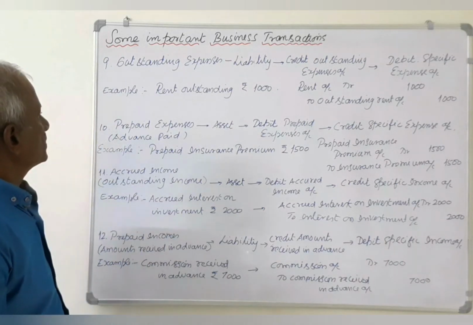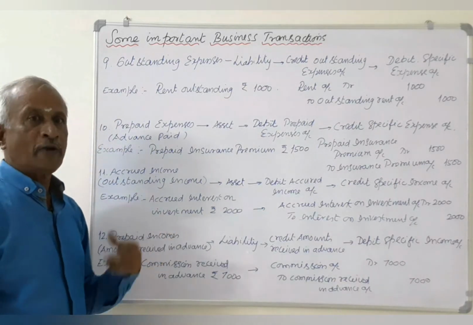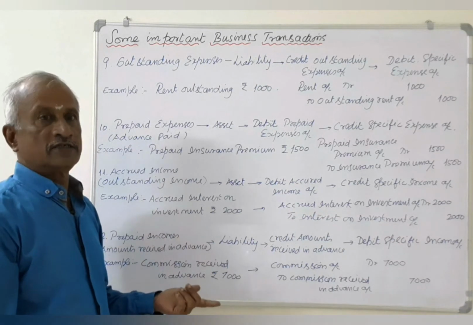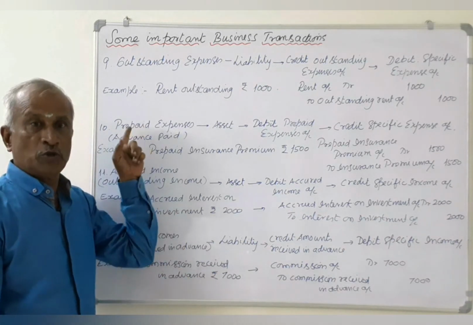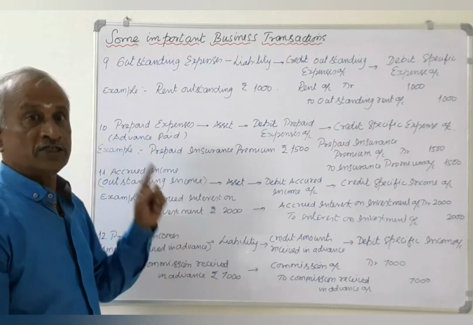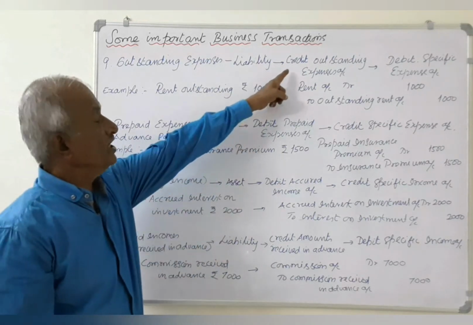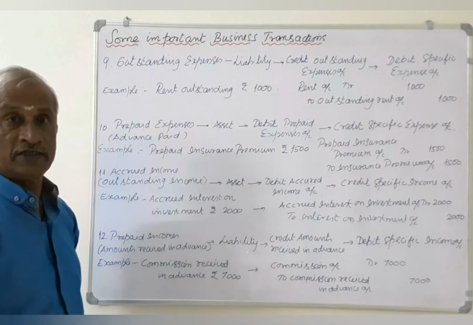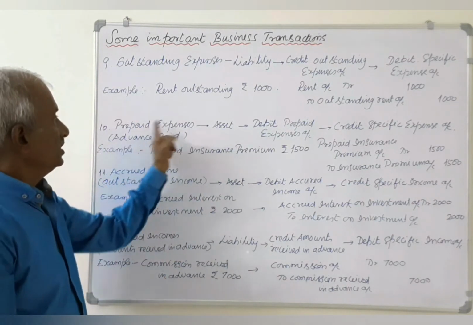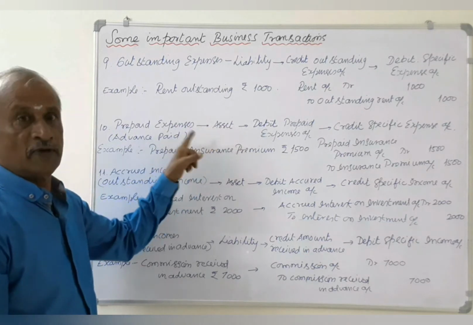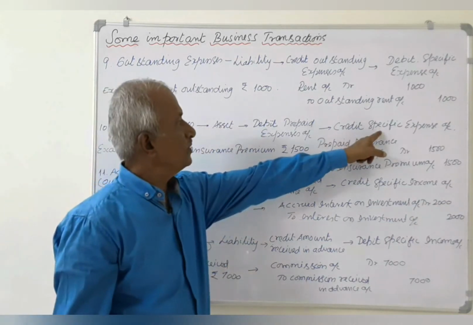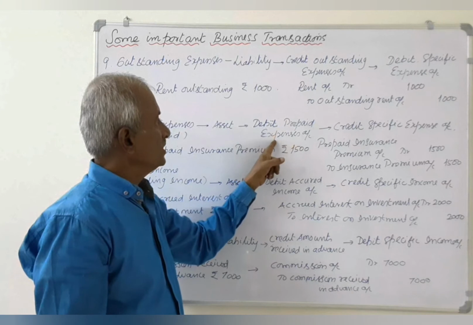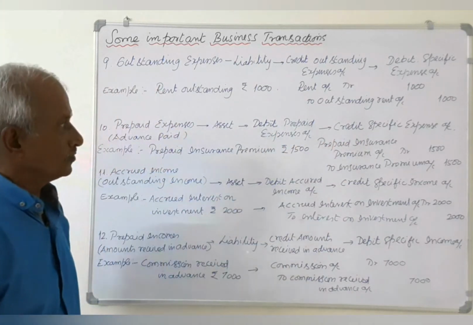Next, prepaid expenses, that is advances paid. Amounts paid in the current year for which the benefit is to be received in the succeeding period is prepaid expense. How to remember whether this to be debited or credited? Expense is always debited. Outstanding expense is credited. When outstanding expense is credited, prepaid expenses should be debited. The other way is it is an asset, so debit prepaid expenses account. Credit specific expense account. So the journal is prepaid expenses account debtor to specific expense account.